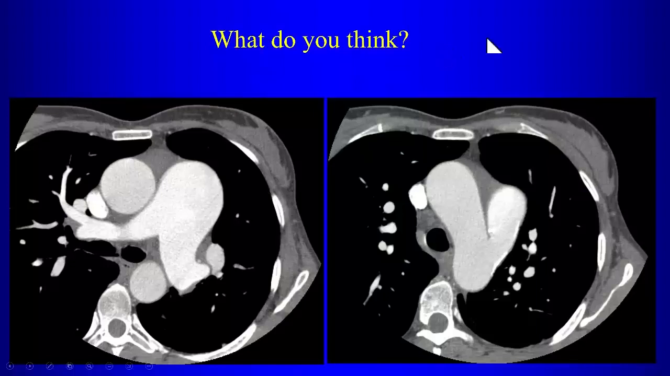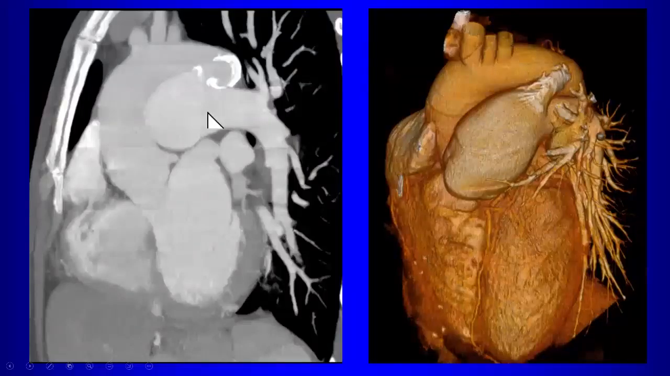The pulmonary artery is really big. Why? Yeah, this is a PDA. So you can see communication between the aorta. Here's the PDA, and it's common for these to calcify in adults. Communication of the PDA between the aorta and the pulmonary artery, right? So that is a PDA.